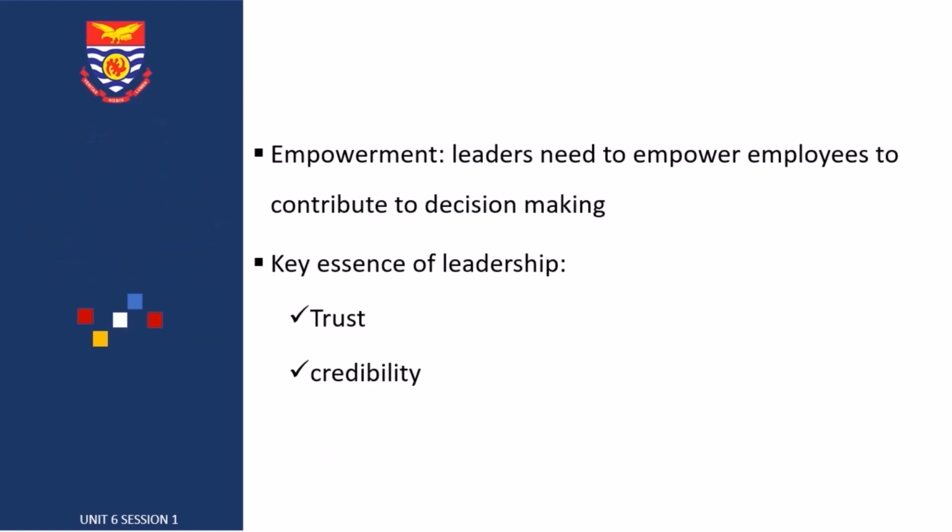Empowerment. Leaders need to empower employees to contribute to decision making. This is where you involve employees, your subordinates, or people on a team in decision making. It is very important. So that's a key essence of leadership here: the trust that you award people, the credibility that you award them. These are key essences of leadership that are supposed to be used in your quest to empower employees. Trust them and be credible. Treat their information as credible. Don't just disregard anything that someone says or contributes to decision making.